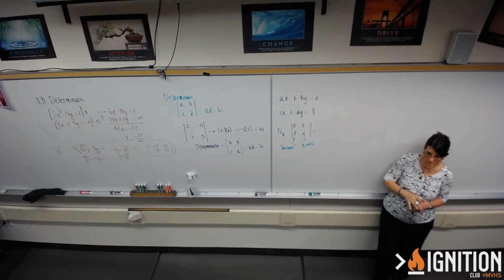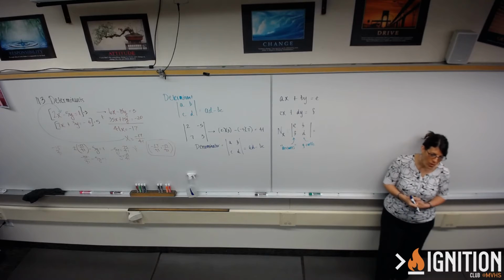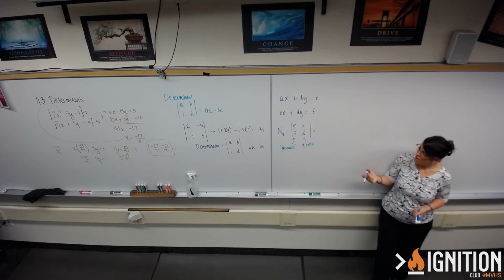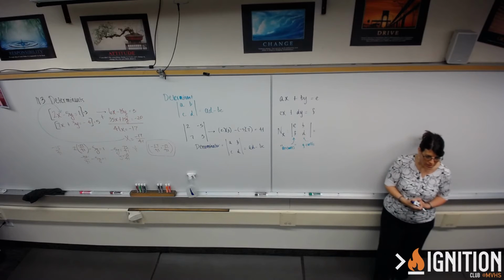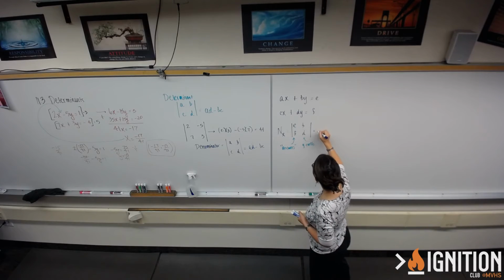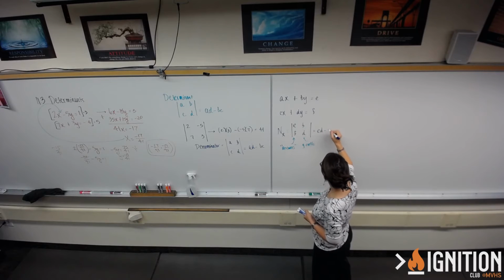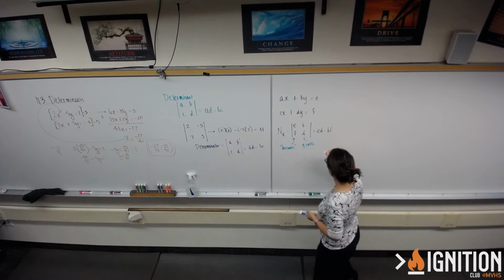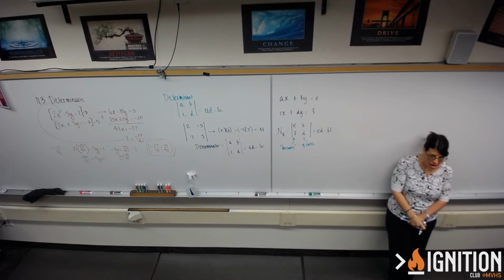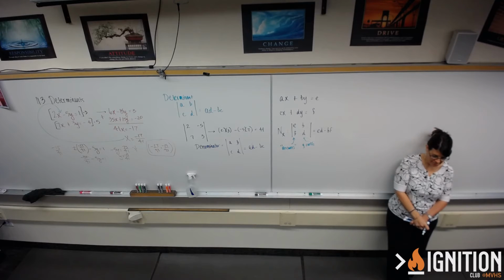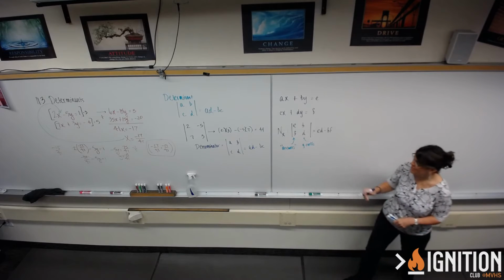How do you find the determinant? No! You don't need a calculator, Bobby. Thank you. ED minus FB, BF, whatever. We do not need our calculator to multiply and subtract. Oh, yeah, that's different, it's like a 3x3. We're still not going to use our calculator for that either.